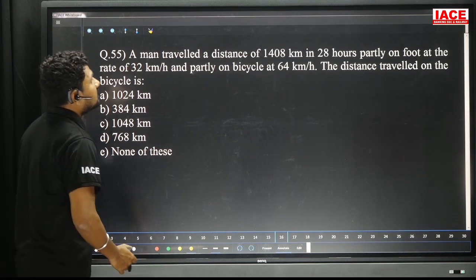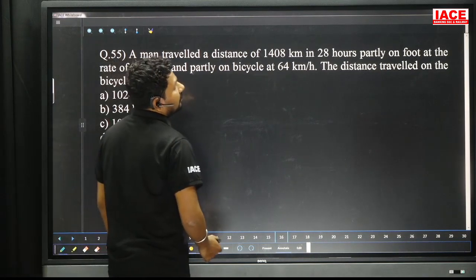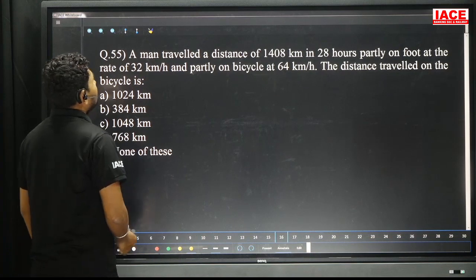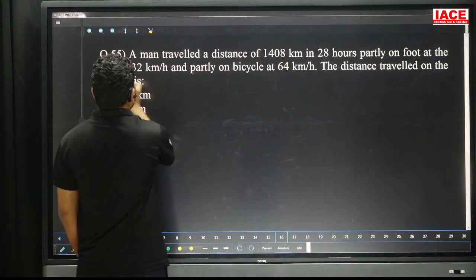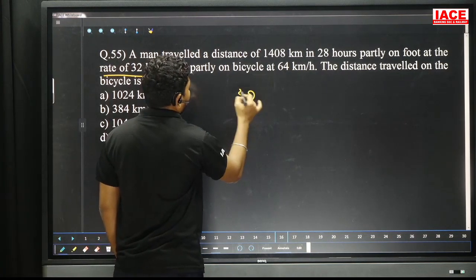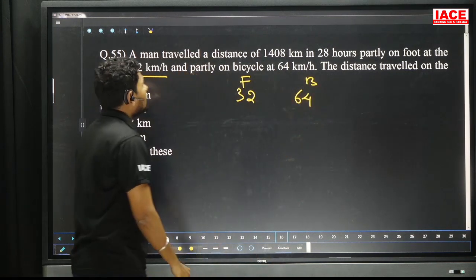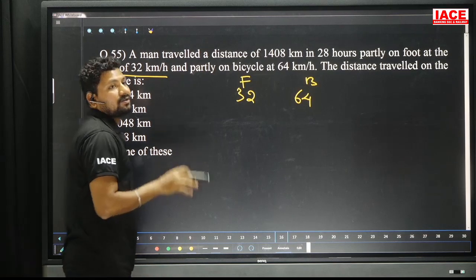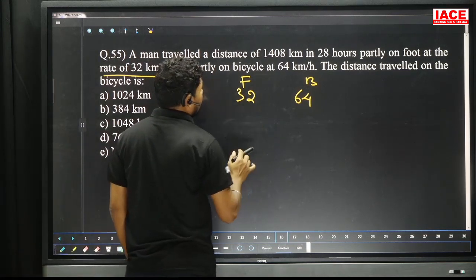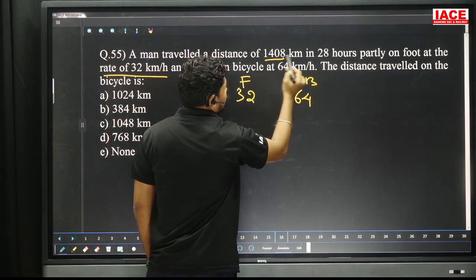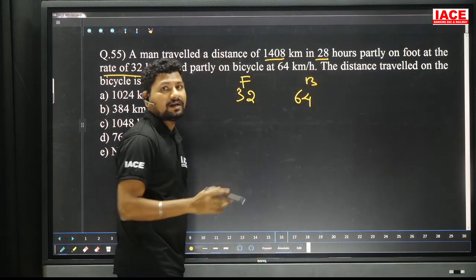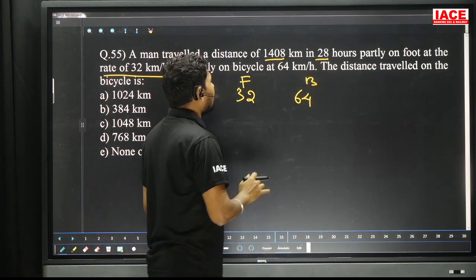A man travels a distance of 1408 km in 28 hours, partly on foot at the rate of 32 km per hour. So foot rate is 32 km per hour and bicycle rate is 64 km per hour. Then the distance traveled on the bicycle is, first of all I need to calculate the average speed. How to calculate average speed? So 1408 kilometers, total time is how many hours? 28 hours. Based on this we have to calculate the average speed.